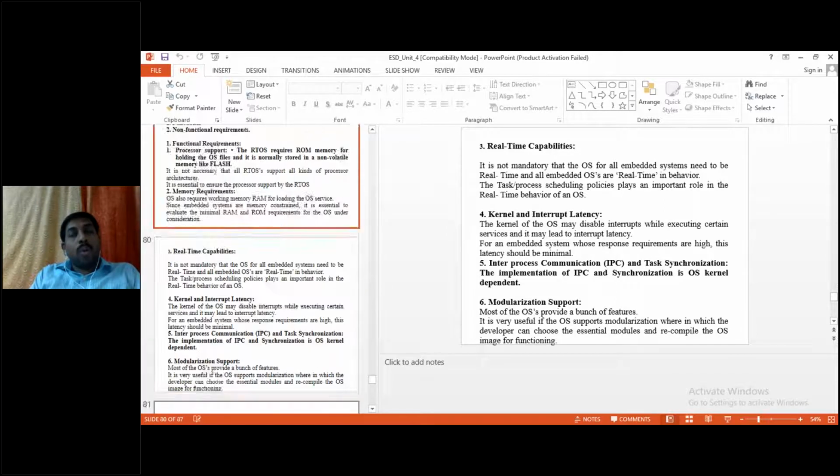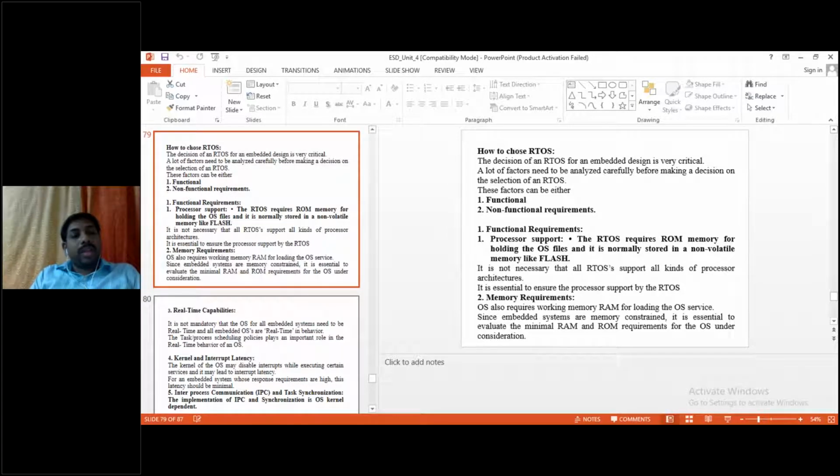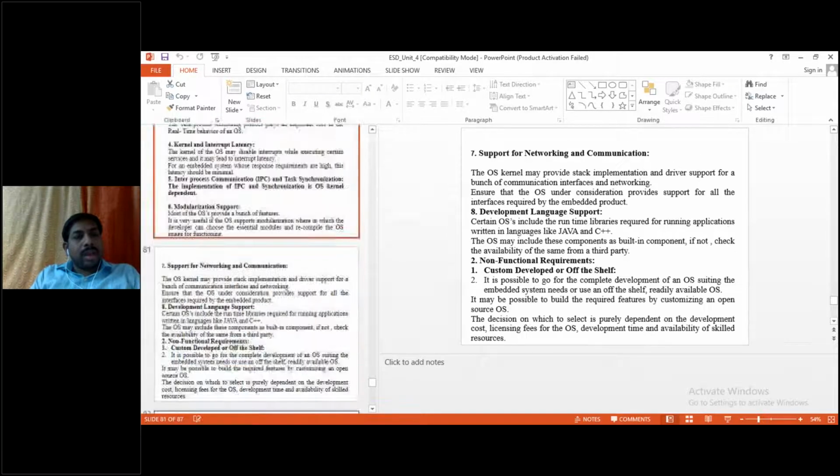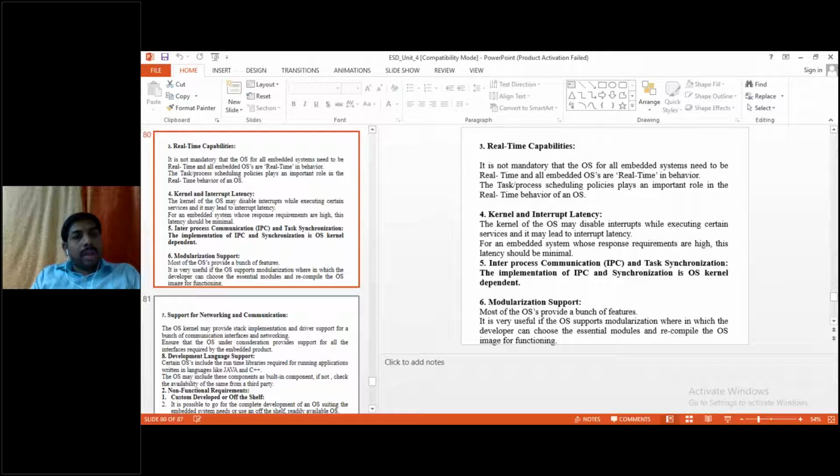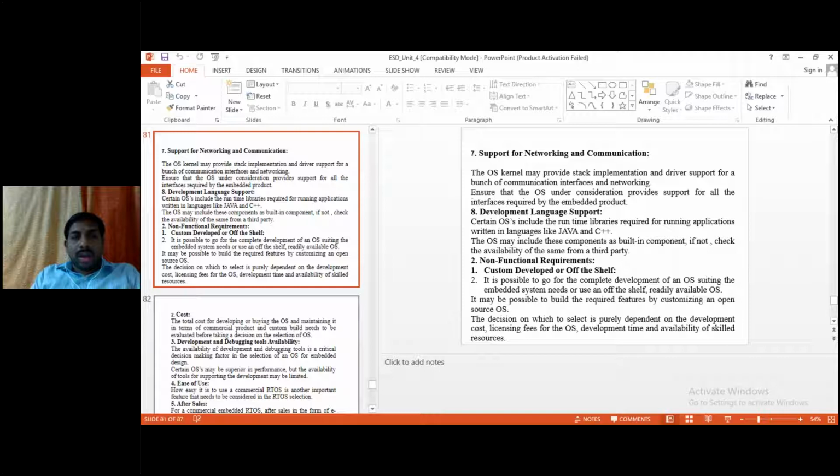and then we saw how to choose an RTOS, for which there are functional requirements and non-functional requirements. Functional requirements are of eight types, such as processor support, memory requirements, real-time capabilities, kernel and interrupt latency, inter-process communication, modularization support, support for networking and communication, and development language support, whereas non-functional requirements are custom developed or off-the-shelf, cost, development and debugging tools availability, ease of use, and after-sales support.